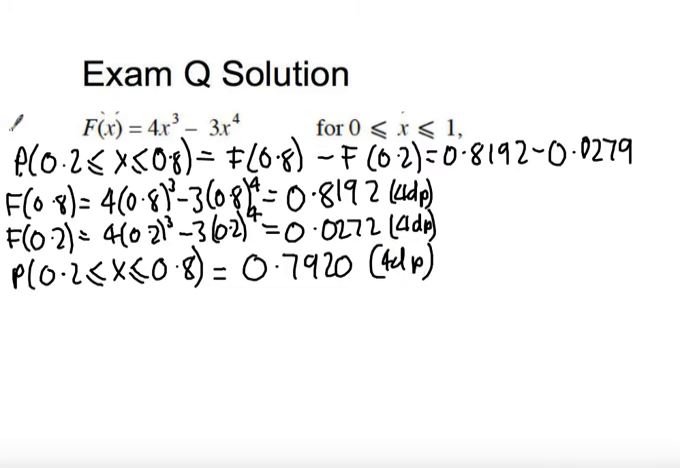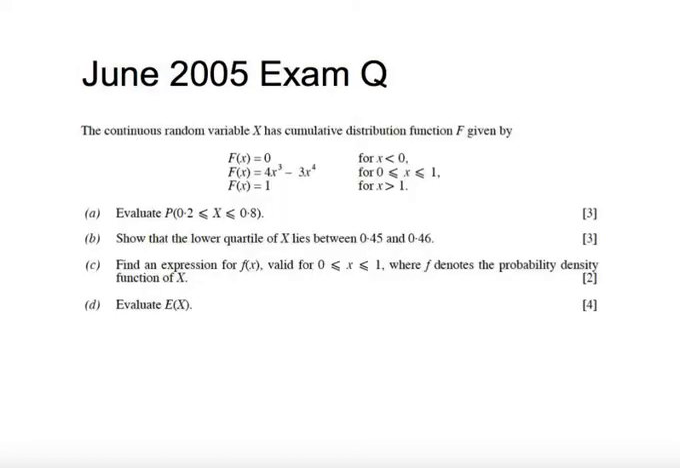Okay, that was part A. Let's look back. Part B asks to show that the lower quartile of x lies between 0.45 and 0.46. So be careful of the wording of this question. It's not actually asking you to find the lower quartile. It's asking you to show that it lies between 0.45 and 0.46. The way we can do this is if I evaluate the cumulative distribution function for 0.45 and for 0.46, I should show that 0.25 lies between the two values.